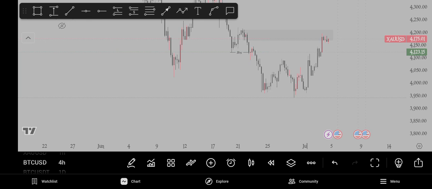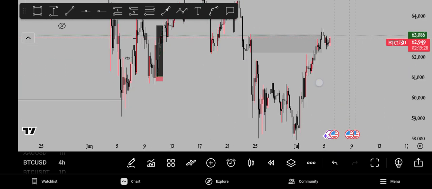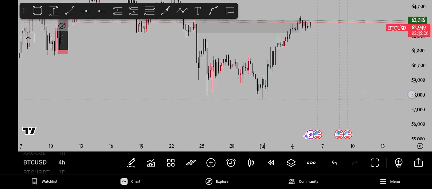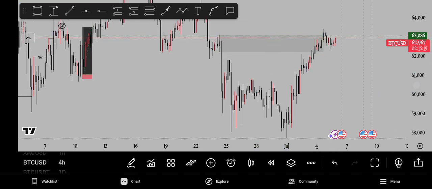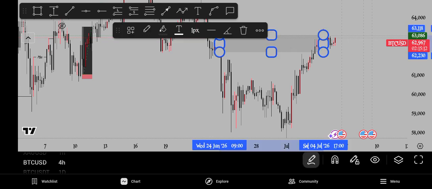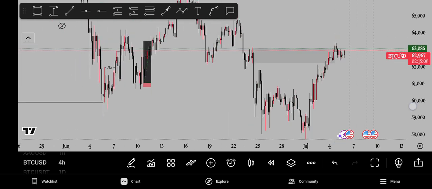Then coming to BTC. From our last weekly recap, we also had this demand to watch out for. And as you can see, price tapped into this demand and took out the high. Actually, price took out the high, not swept. So I'm not sure if this demand will hold.